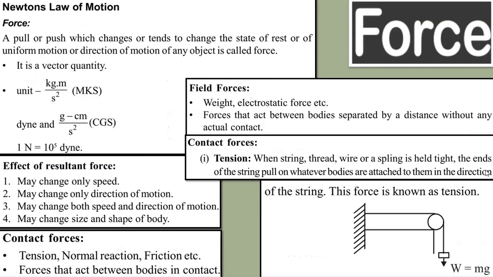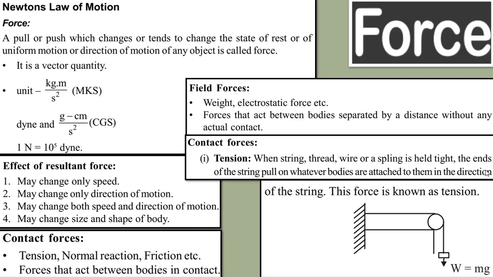So Newton's laws of motion. Force, a pull or push. Force means a pull or push which changes or tends to change the state of rest or uniform motion or direction of motion of any object. Force is a vector quantity. Its unit is kg meter per second square in the MKS system, and dyne, gram centimeter per second square, in the CGS system. 1 Newton is equal to 10 raised to 5 dyne.